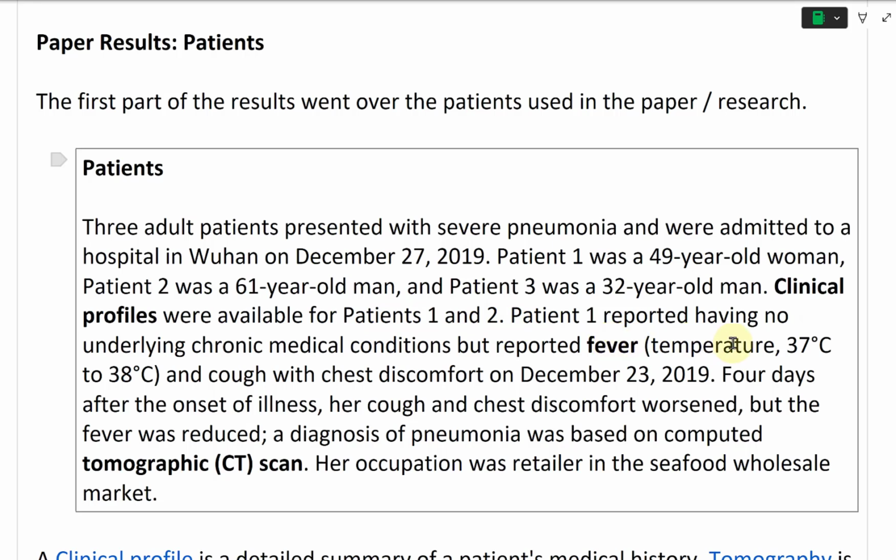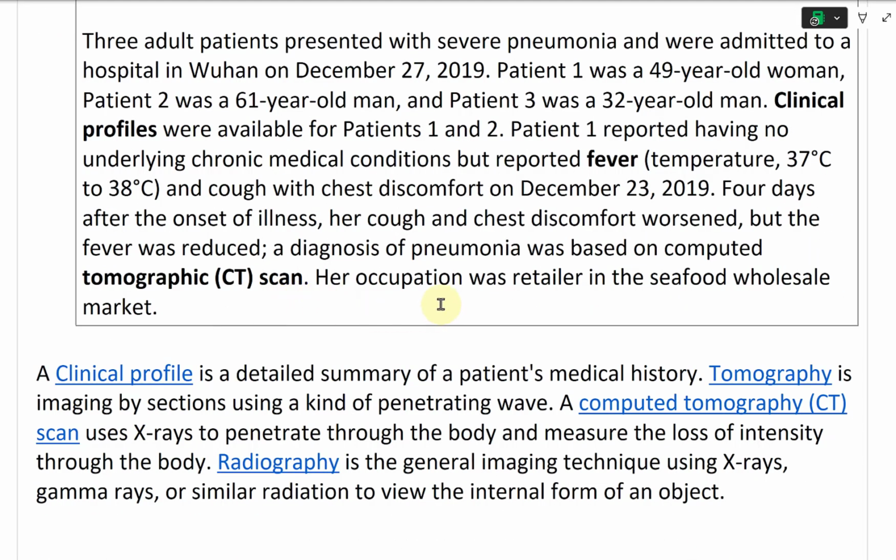Patient 1 reported having no underlying chronic medical conditions, but reported fever with a temperature of 37 to 38 degrees, and cough with chest discomfort on December 23rd, 2019. 4 days after the onset of illness, her cough and chest discomfort worsened, but the fever was reduced, and a diagnosis of pneumonia was based on a computed tomographic or CT scan. Her occupation was retailer in the seafood wholesale market.